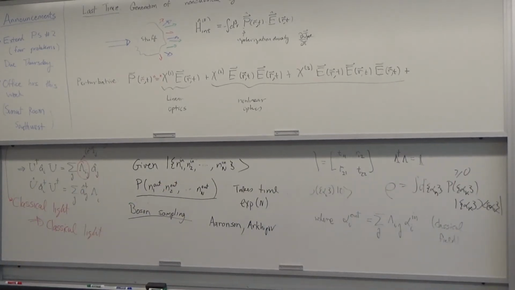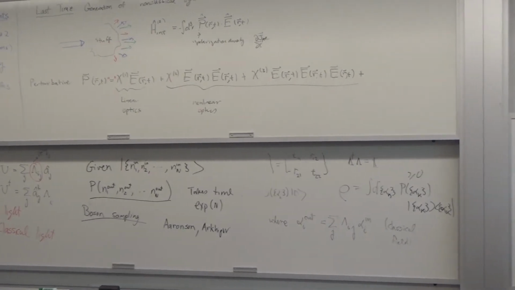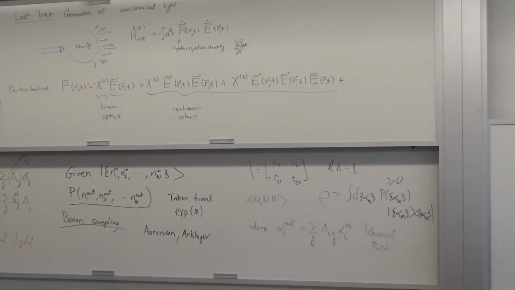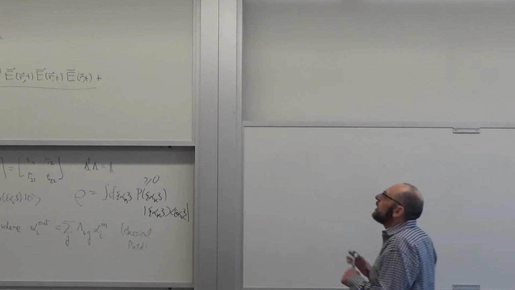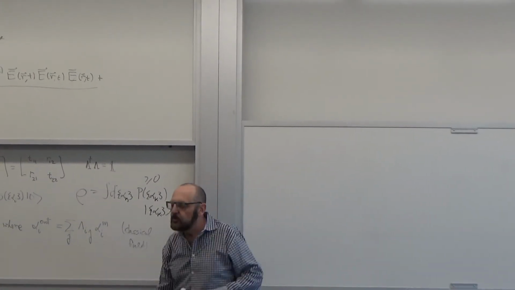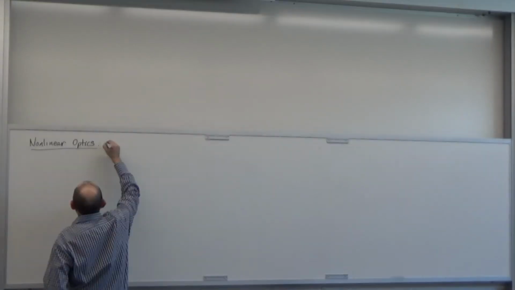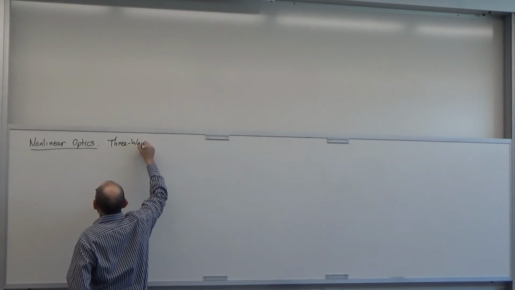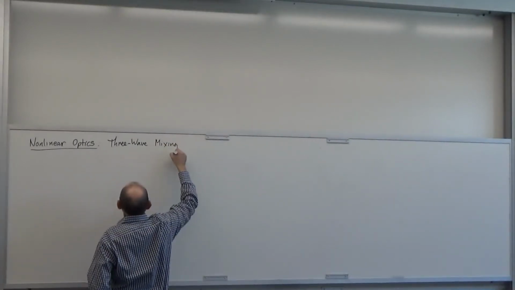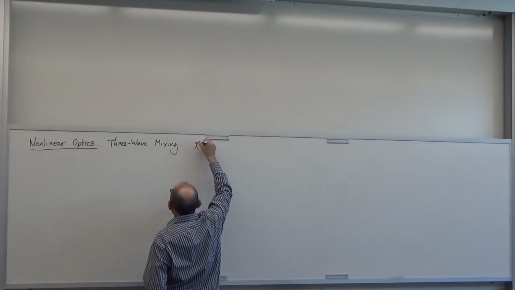All right, very good. Now let's talk about nonlinear optics. So we have this picture over here of nonlinear optics. What we're going to do, as we started last lecture, and I want to do it a little bit more in detail, is look at the particular problem of what we call three-wave mixing. These are the things that are associated with chi2.